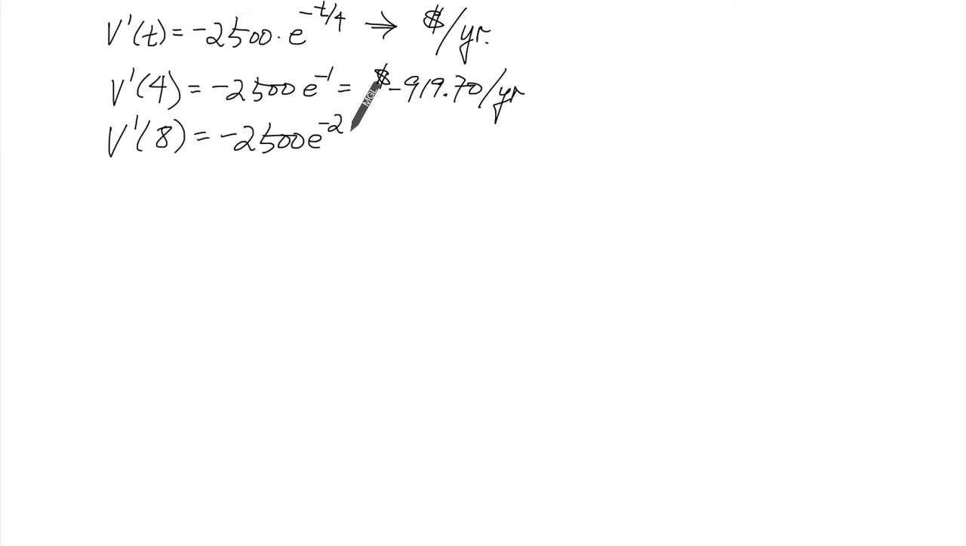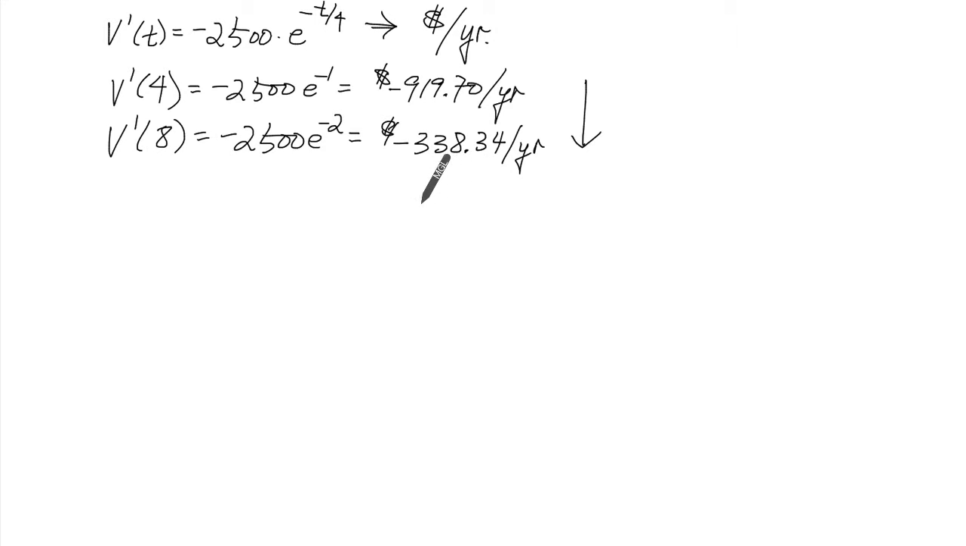Let's see what happens after 8 years, and see whether this rate of depreciation actually increases or not. So 2,500 multiplied by e to the power of -2 gives us -$338.34 per year. So after her motorcycle turns 8 years old, we see that the rate of depreciation is actually smaller than after 4 years old. As you could imagine, this pattern persists. The older the motorcycle gets, the slower the rate of depreciation.